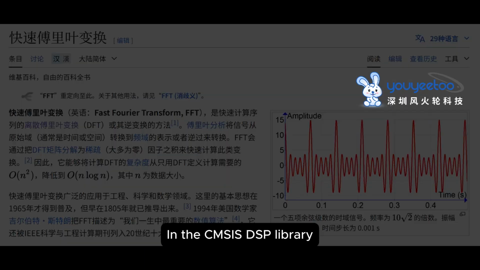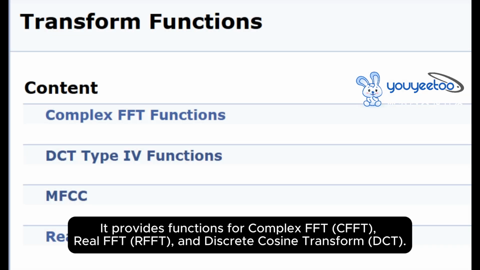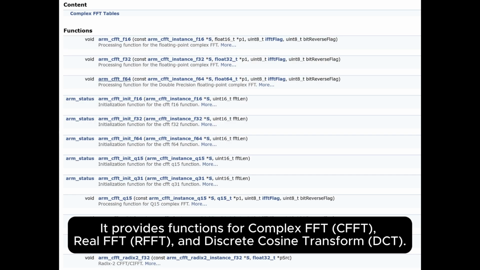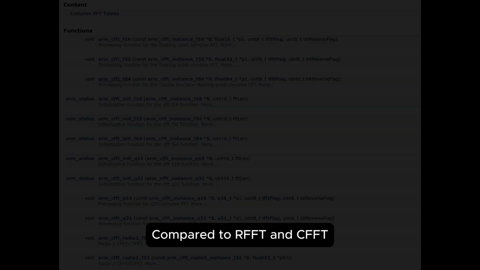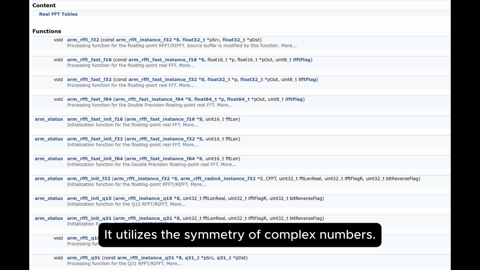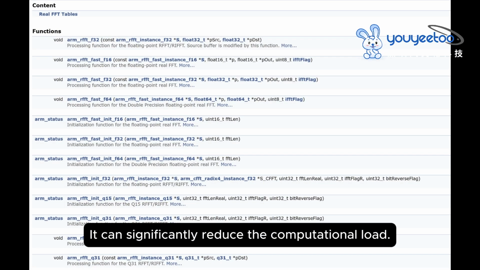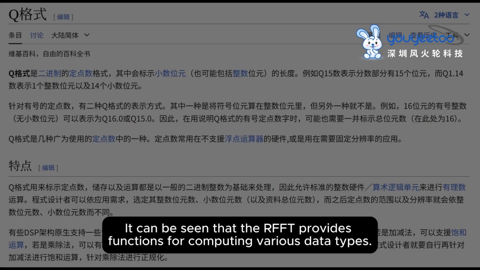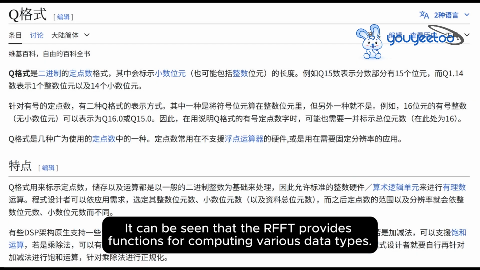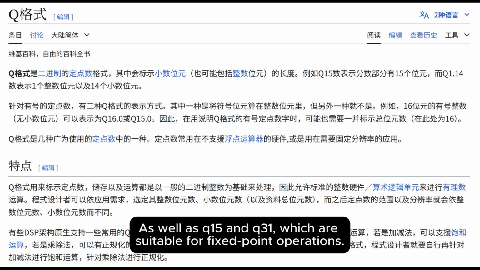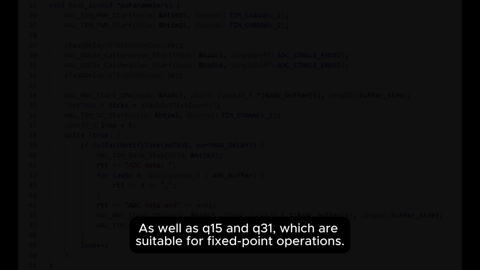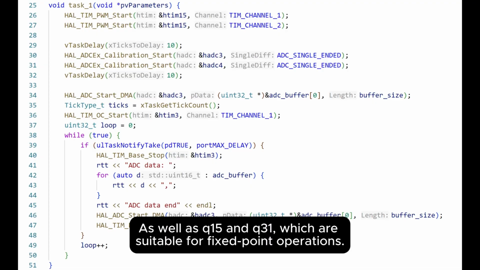In the CMSIS DSP library, it provides functions for complex FFT, real FFT (RFFT), and discrete cosine transform, DCT. Compared to the complex FFT, the RFFT utilizes the symmetry of real signals. It can significantly reduce the computational load. It can be seen that the library provides functions for computing various data types, including float and double, as well as Q15 and Q31, which are suitable for fixed point operations.